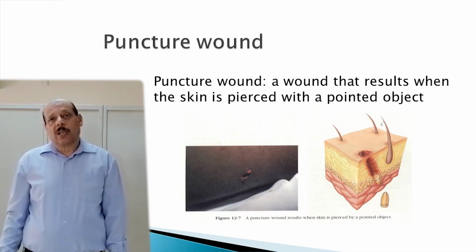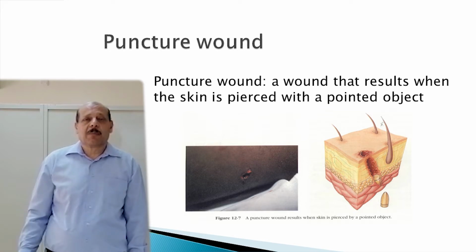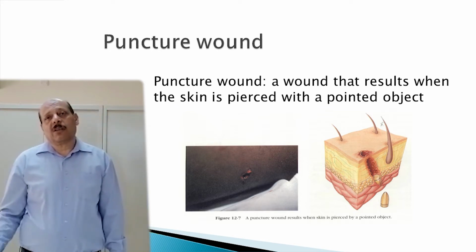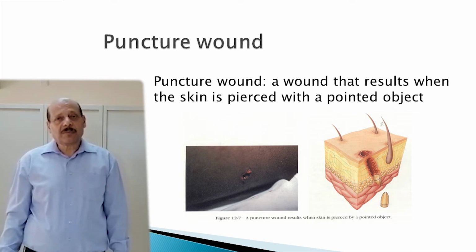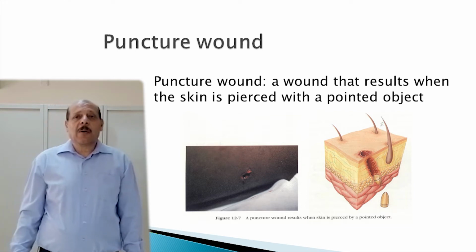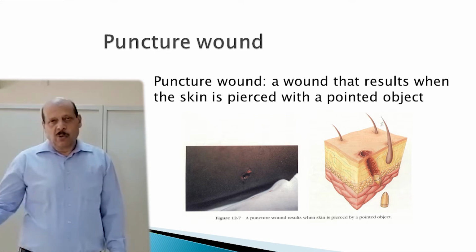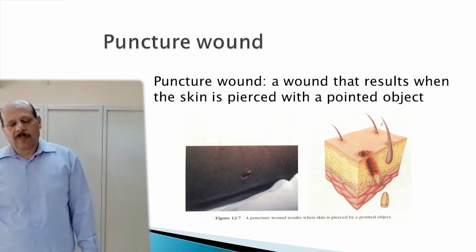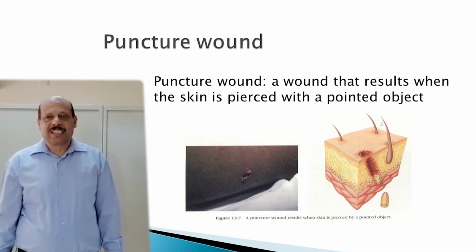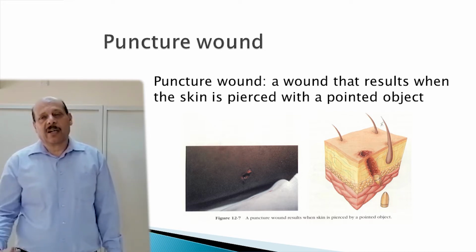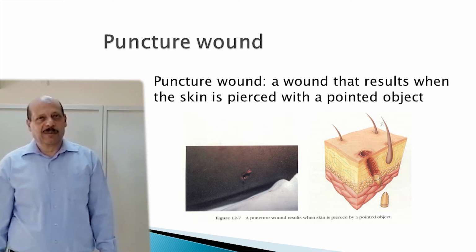Punctured wound is a wound that results when the skin is pierced with a pointed object like a nail or a knife. In case of an embedded object, if the object is still there, we should not remove it at all, but we have to take care and prevent further injury. We will show you how to do that.